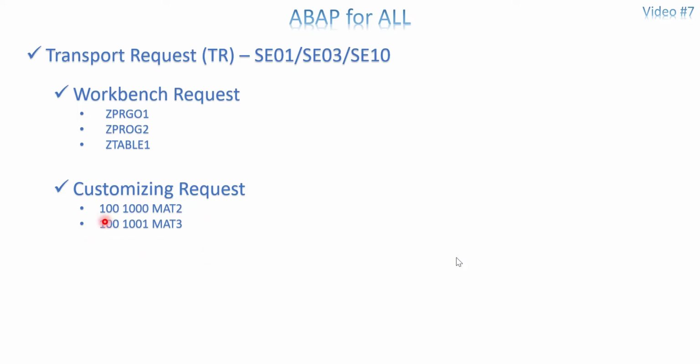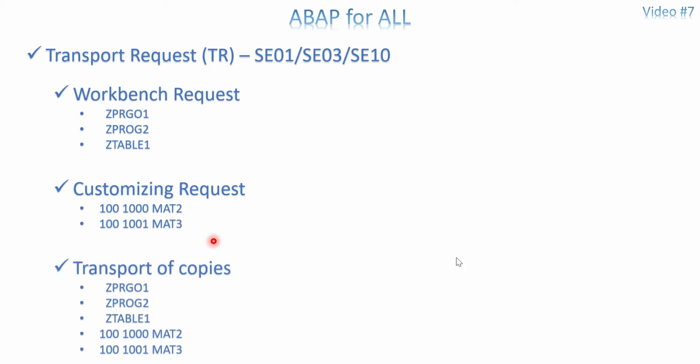And customizing also has a very structured way. These are some examples I'm showing here. This is a client number, this is a plant, this is a material, and this is again a client number, and this is another plant, and this is another material. This way they keep all the data in the customizing request.